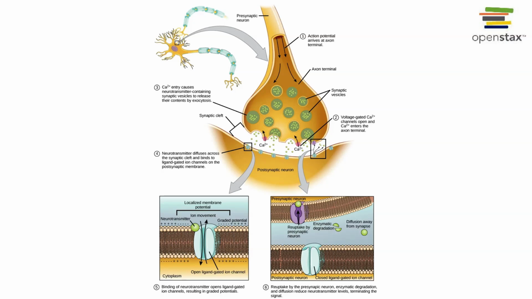The synapse is a junction between two cells where information travels from one cell called the presynaptic cell to another cell called the postsynaptic cell.